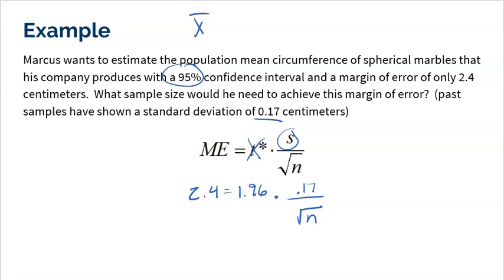Remember, when we were working with proportions, we had a similar problem where we said, we don't know what p hat is, so let's just use 0.5 and 0.5. Here, we can't do that. We can't just put a 0.5. We have to have some knowledge of what that standard deviation is, like I gave you here. At the end of the day, now we need to put our algebra skills to the test to solve this. First thing I'm going to do is multiply the square root of n to the other side, since the opposite of dividing is to multiply.